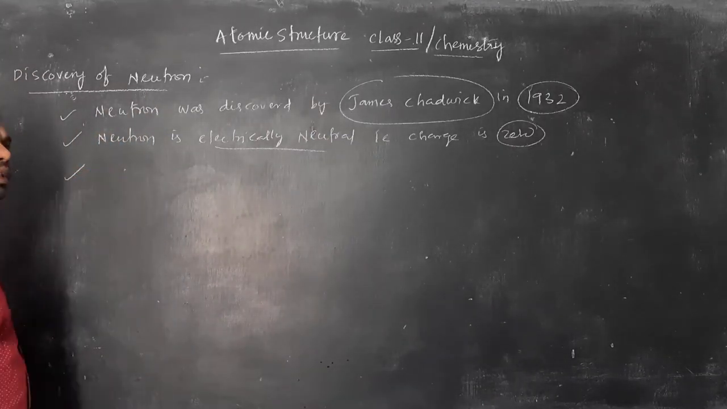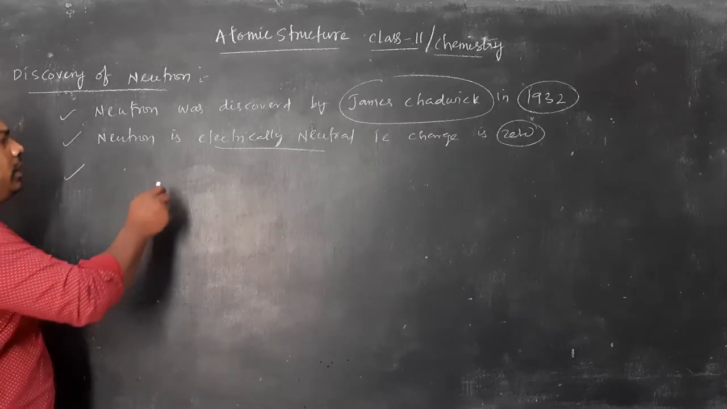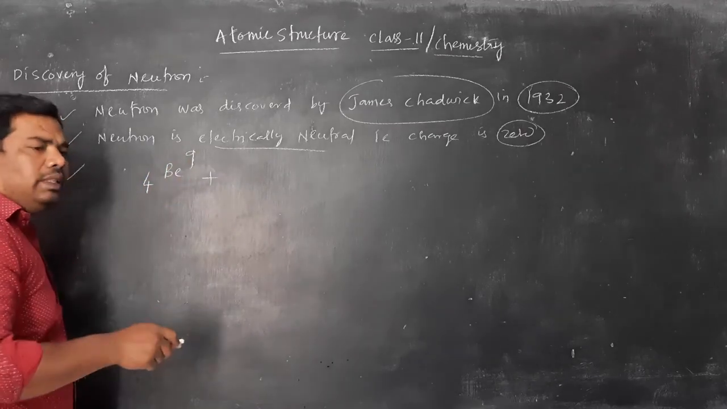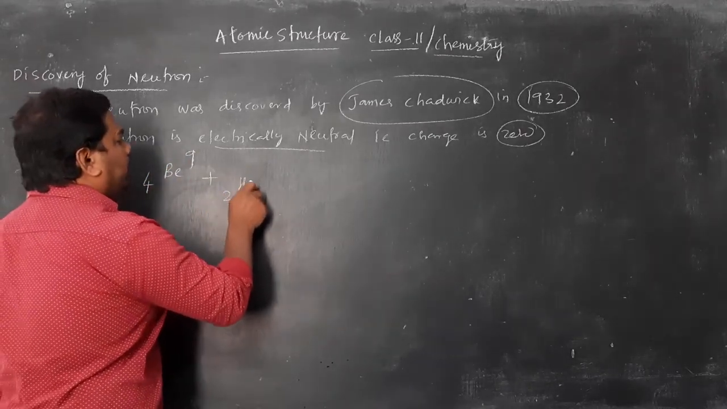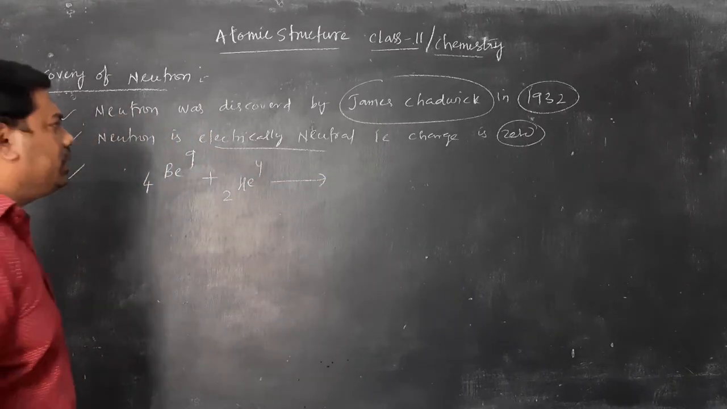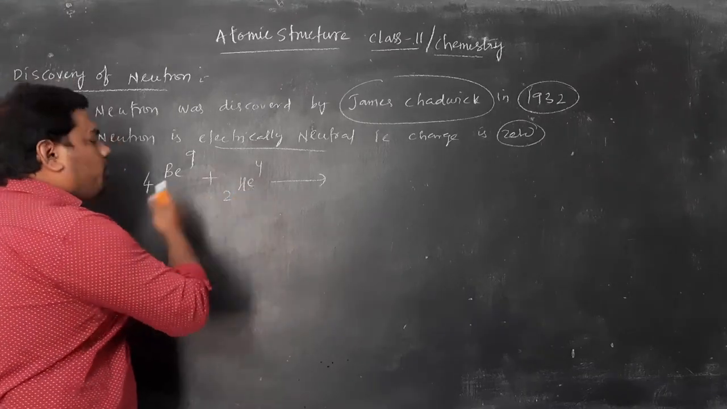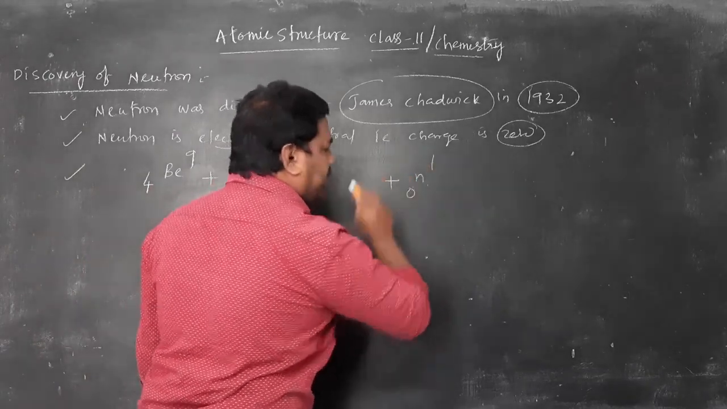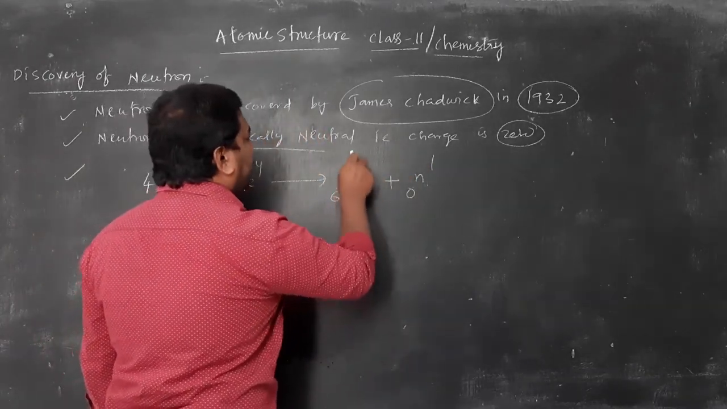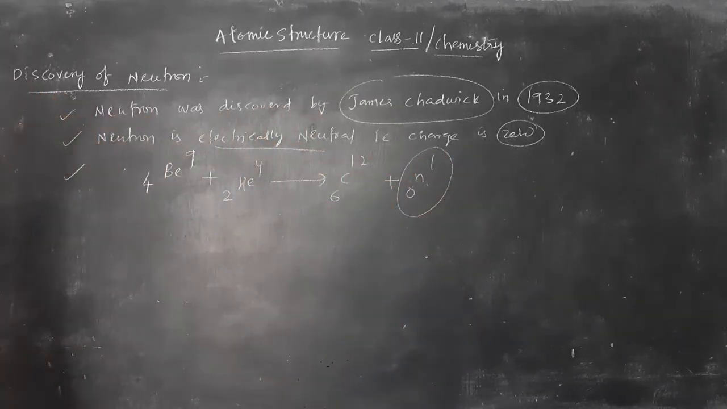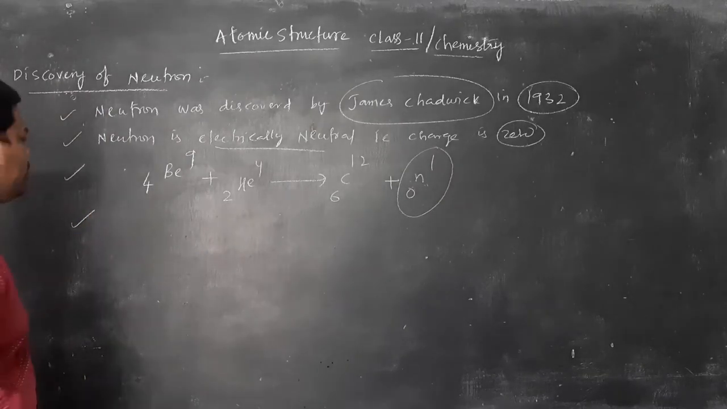Okay, so he found the neutron when a thin beryllium sheet was bombarded with the alpha particle, 2He4. So he found a new particle which is emitted when the beryllium thin sheet was bombarded with the alpha particle. So he found the new particle, which is called a neutron, and also we get C6-12. So this is a neutron. So the neutron was discovered by James Chadwick in 1932. Okay, clear student, right?